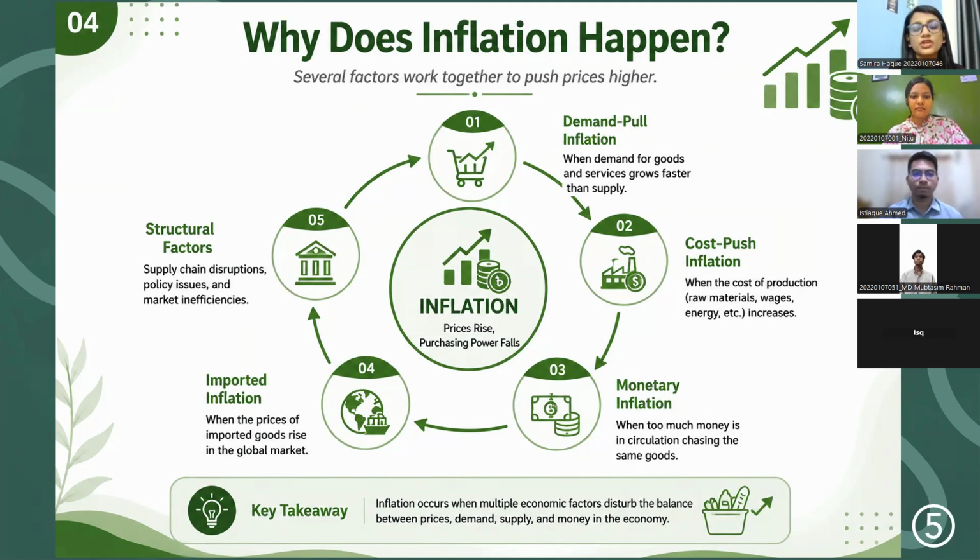The third is monetary inflation, which occurs when too much money circulates in the economy, creating higher demand without a corresponding increase in production. Another important reason is imported inflation. If imported goods become more expensive due to global price increase or currency depreciation, domestic prices also rise. Finally, structural factors such as supply chain disruptions, government policies, or market inefficiencies can also push prices upward.